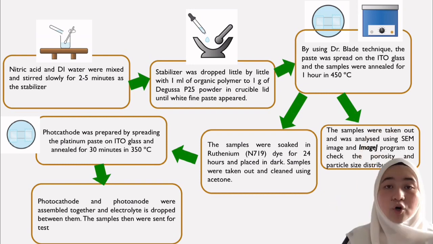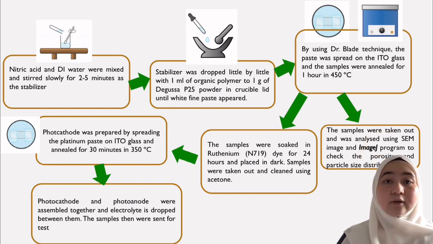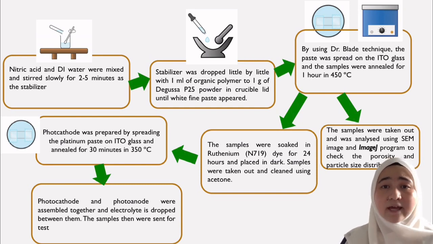And then, before adding the stabilizer into the TiO2 paste, 1 ml of organic polymer, which is MHPPV and PS-sphere, was added into the TiO2 powder. And then, little by little the stabilizer was added until the TiO2 paste was formed. And then, the TiO2 paste will be spread evenly on the surface of the ITO glass by using the Doctor Blade technique. The sample was then annealed for 1 hour at 450 degrees Celsius in the furnace.